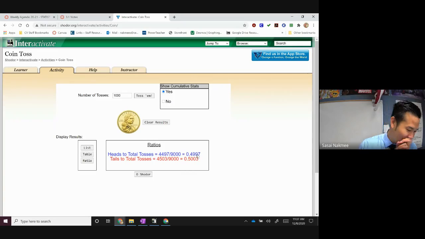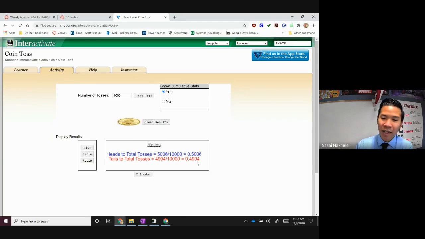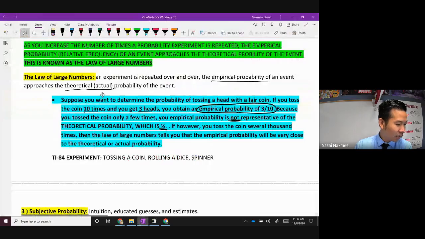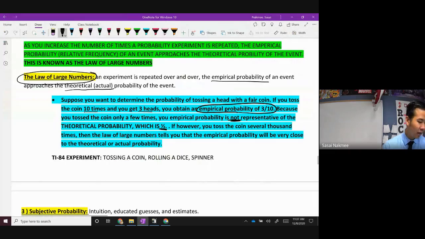Look at this. After 9,000 flips, it's getting so close to 0.5, right? And if you get to 10,000 flips, it's practically there. It's a little bit over, but it's going to level out around 0.5. And why does this happen? This happens because of this theory right here. It's the law of large numbers. Meaning, if you do something enough times, it should eventually approach the theoretical probability.